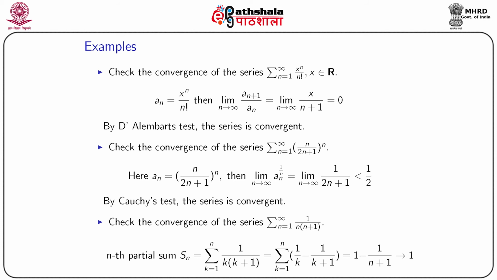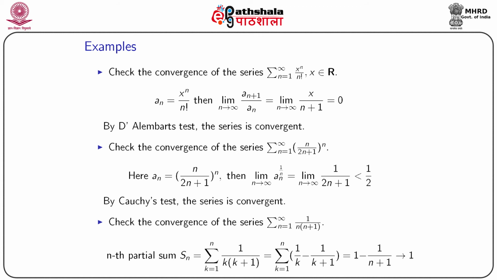Now if you see the nth partial sum Sn, this can be written as sum over k from 1 to n of 1 over k into k plus 1. Simple mathematics says it is nothing but sum over k from 1 to n of 1 over k minus 1 over k plus 1. So if you put k equals 1, that means 1 minus half, then put k equals 2, that means half minus 1/3, so it will be 1 minus half, again plus half minus 1/3, again plus 1/3 minus 1/4, and so on.